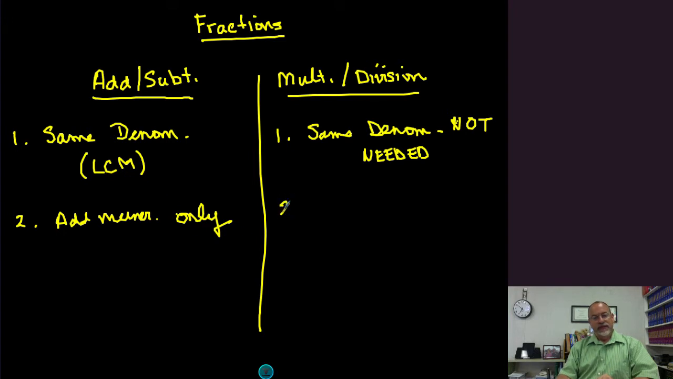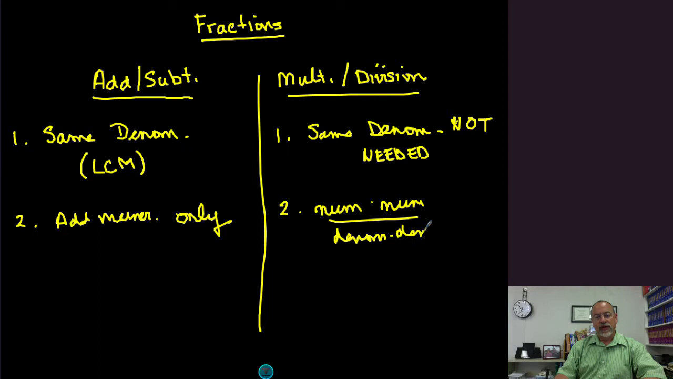Now, that's different when you're multiplying and dividing. When you're multiplying and dividing, and actually when you're dividing, it's not even the same. When you're multiplying, you multiply numerator times numerator, so you multiply those two numbers together, and then you multiply denominator times denominator. So when you're multiplying these fractions, you don't have to worry about the common denominator, and you just multiply numerator times numerator and denominator times denominator.